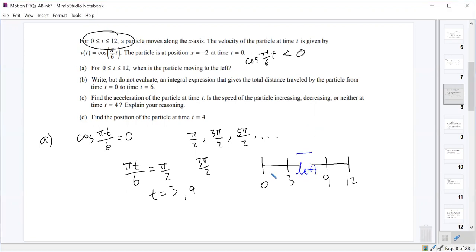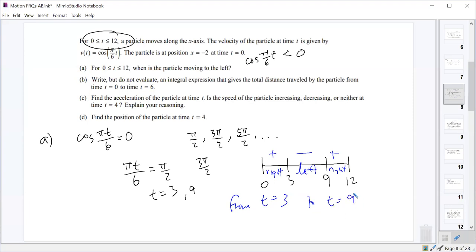And if we were to plug in something between 0 and 3, like 1, that would give us pi over 6. Cosine of pi over 6 is positive. So it's moving to the right. And the same thing over here, if we were to plug in, like 10 pi over 6, that's 5 pi over 3. 5 pi over 3 is in the fourth quadrant, where cosine is also positive, so moving to the right. So we would say it's moving to the left from t equals 3 to t equals 9.